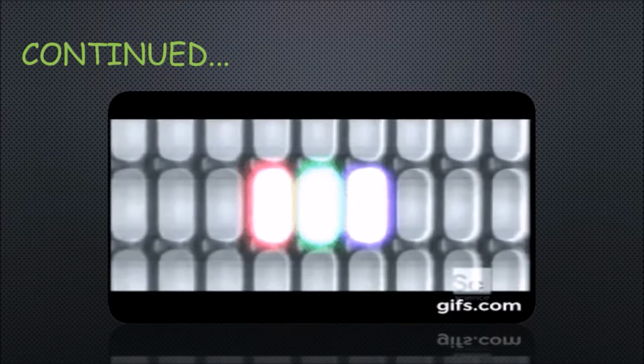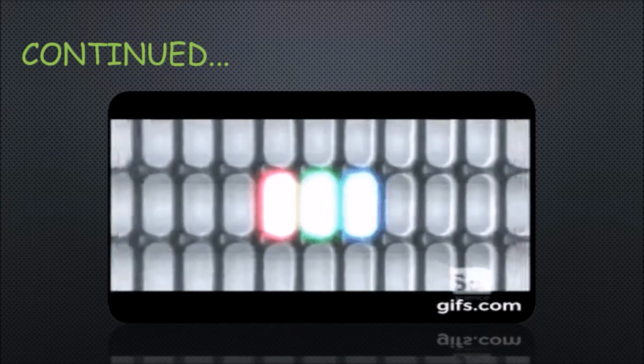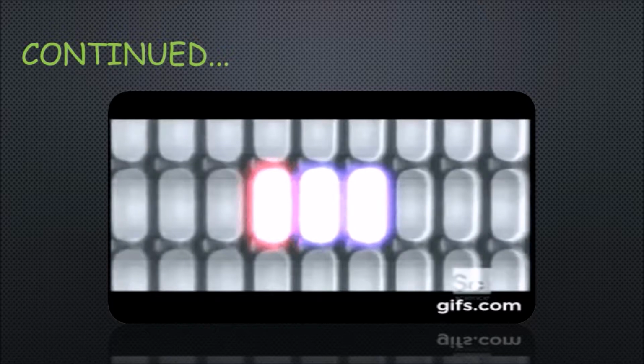Each pixel is further divided into 3 subpixels, each coated with a phosphor that gives off light when excited by ultraviolet rays. When that happens, the first gives off red light, the second gives off green light, and the third gives off blue light.